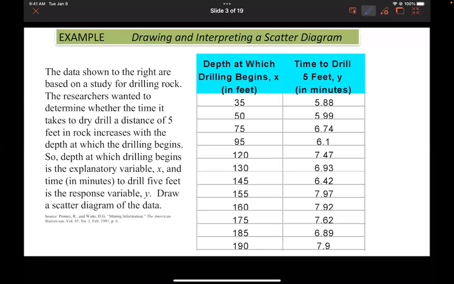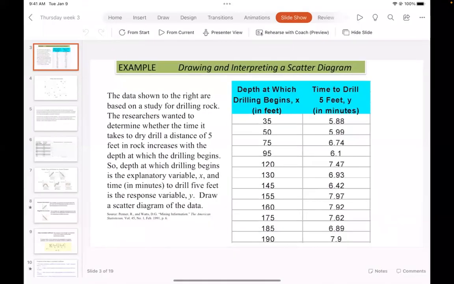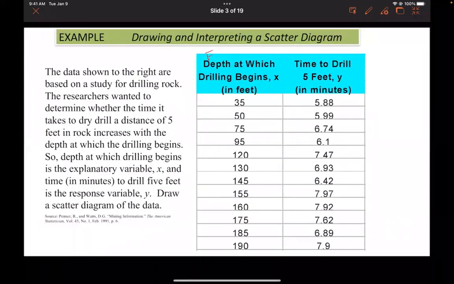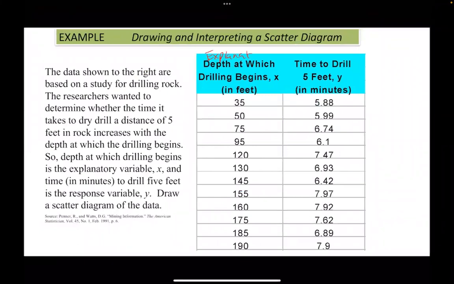So our explanatory variable is the depth at which we begin drilling. And then our response to that would be how much time it takes to drill, because if we don't start drilling, it's not going to take time to drill. So this is our explanatory. I think it says it in the words, but this helps. This is our response. Whichever one causes the other one to happen is our explanatory.